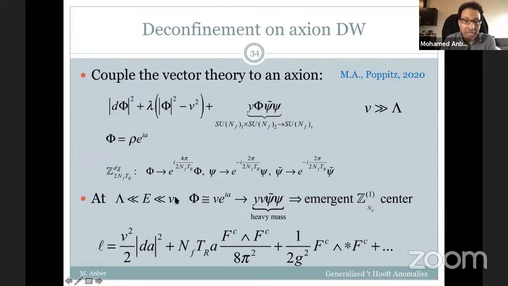As you go to energy scales much smaller than the VEV, but yet much bigger than lambda QCD, you can write down the following effective Lagrangian. This is the kinetic term of the axion. And this is how the axion couples to the topological charge of the color field. And this is the kinetic term of the color field plus dot, dot, dot, which represent higher order corrections.